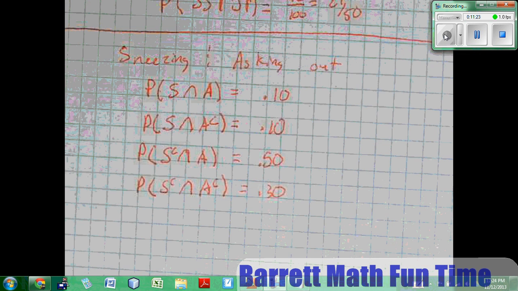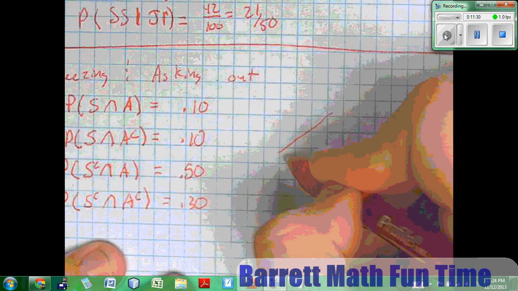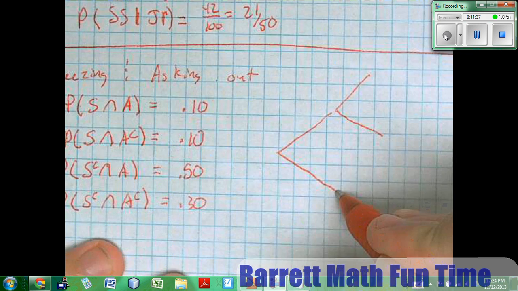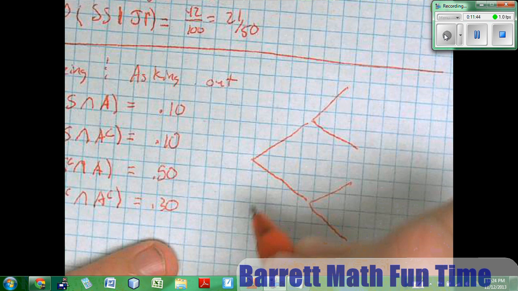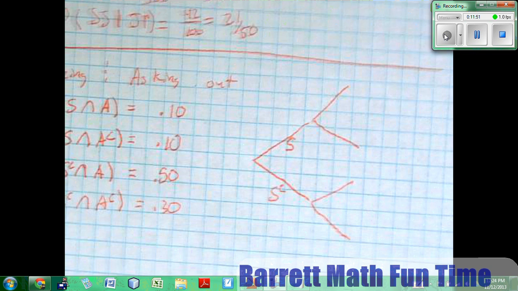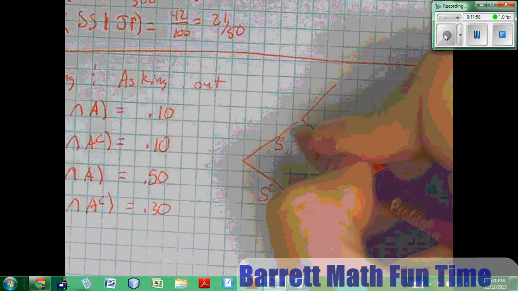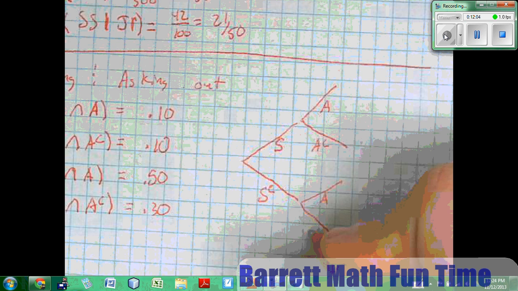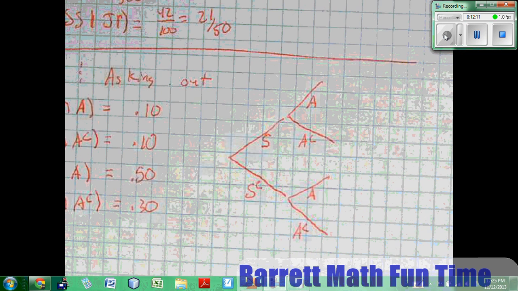Everybody have this down? Okay, because I'm going to slide over here, and I'll make a quick little tree diagram. Everybody starts out at this point, right? So there are two things that can happen. You can either sneeze or not sneeze. And then, either way, you're going to have a yes or a no. So far, so good. Okay.